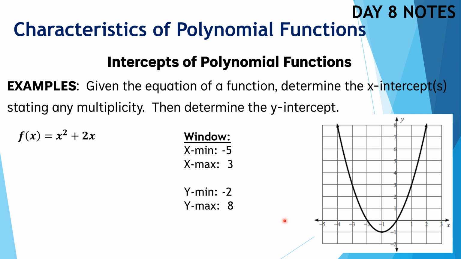It is a quadratic function. It does have 2 x-intercepts, and one of those x-intercepts is at 0, 0, the origin. The other one is at -2, 0. Neither of them have a multiplicity.